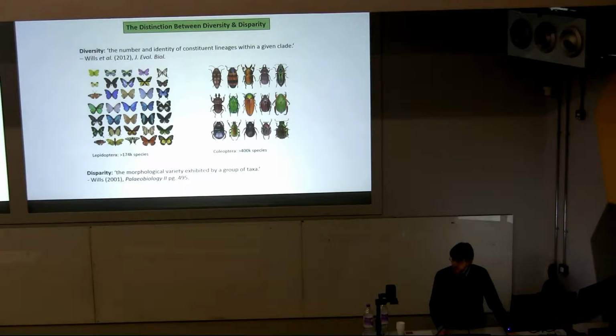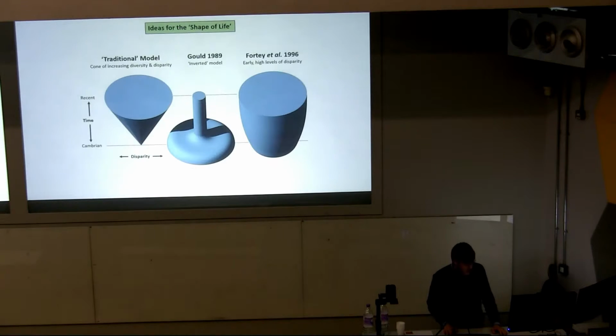I think it's really important to bear in mind, when you're looking at macroevolutionary patterns or evolutionary patterns in general, that you can have very diverse groups with relatively low morphological disparity. And likewise, you can have taxonomically rather poor groups that actually show very high disparity.